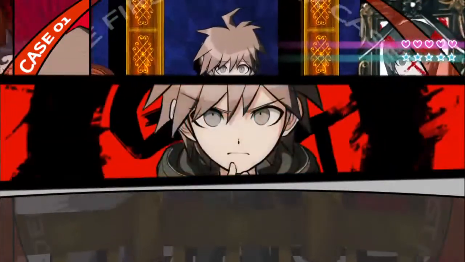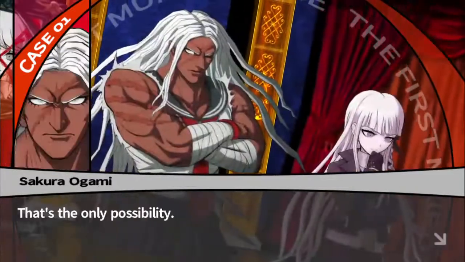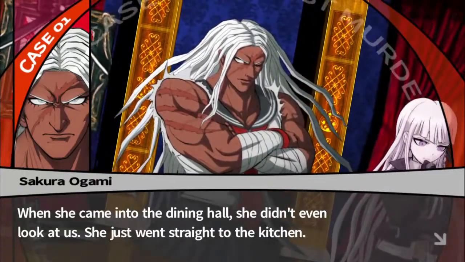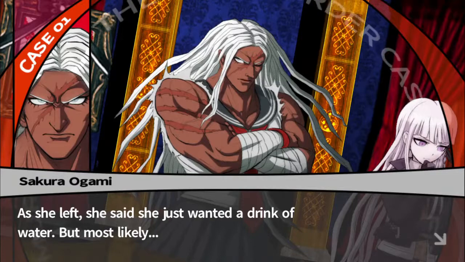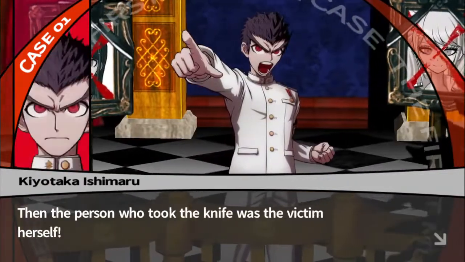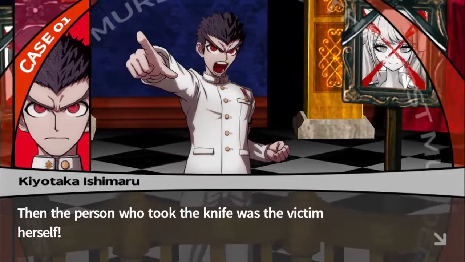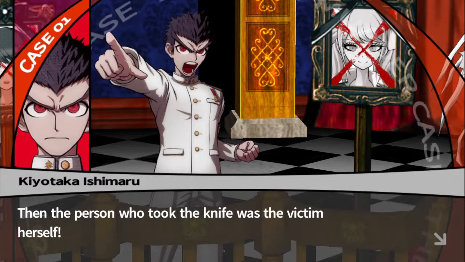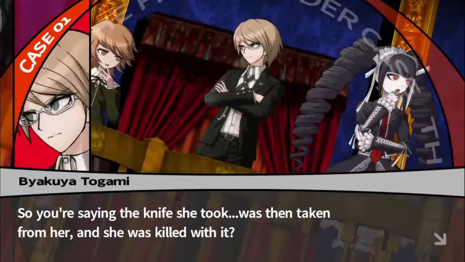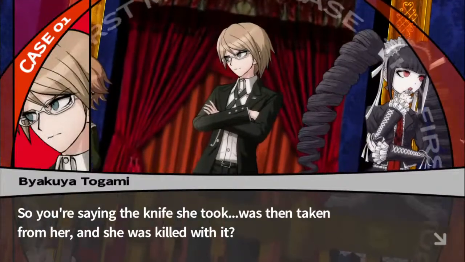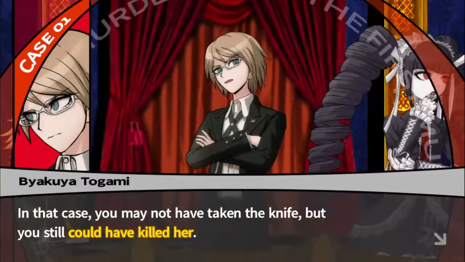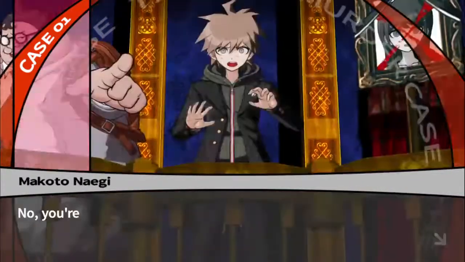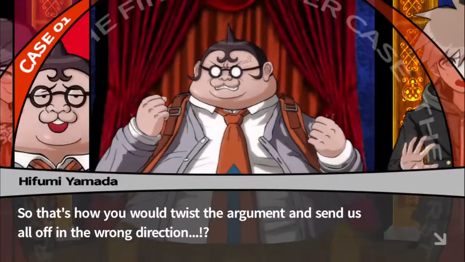I got it! Then, that's the only possibility. And thinking back on it, she was. When she came into the dining hall, she didn't even look at us. As she left, she said she just wanted a drink. The person who took the knife was the victim herself. I'm sure. So you're saying the knife she took was then taken from her. In that case, you may not have taken the knife, but you still... What? See? He did do it after all! No! You're... So, that's how you would twist the argument.